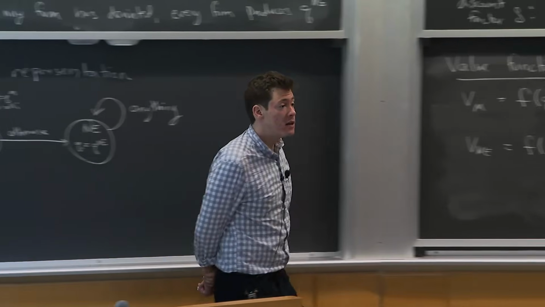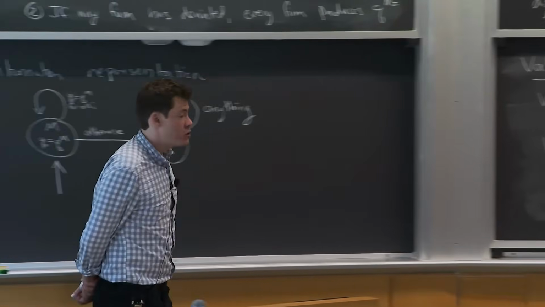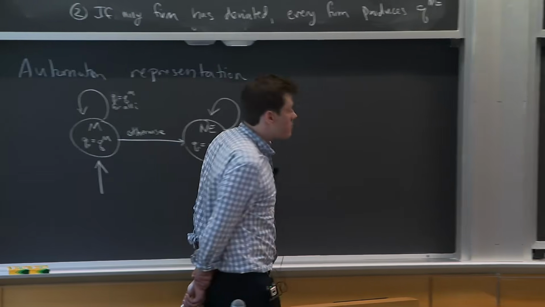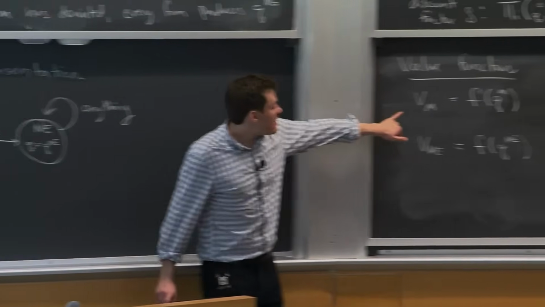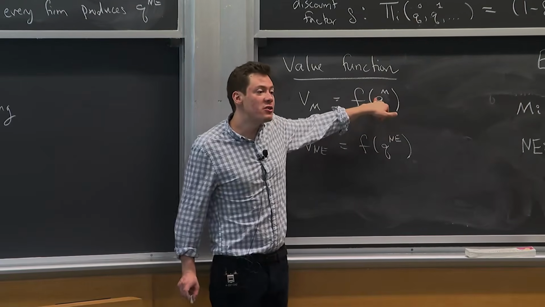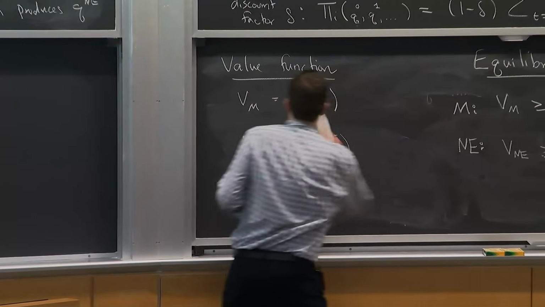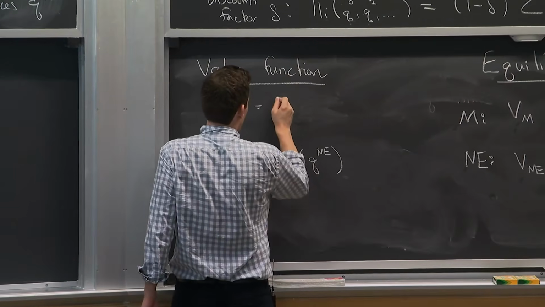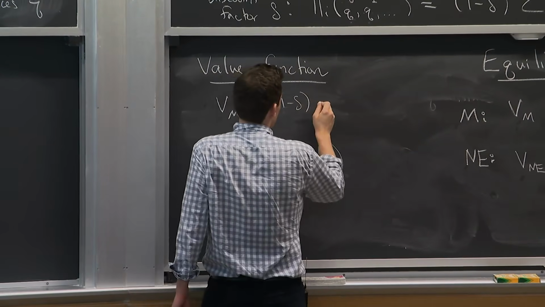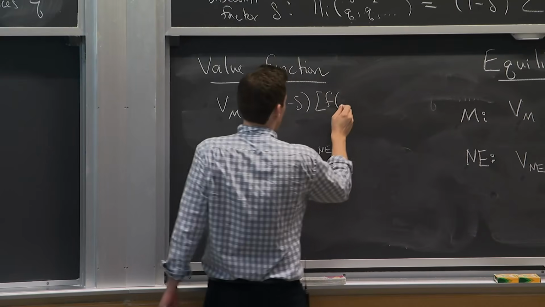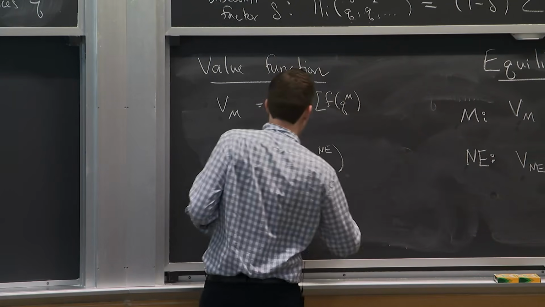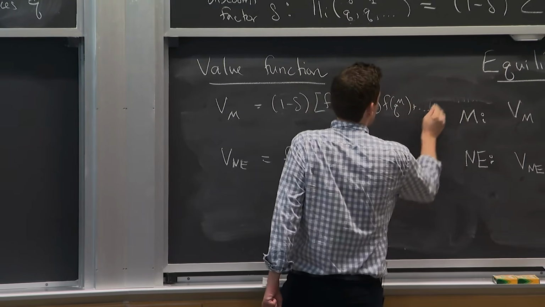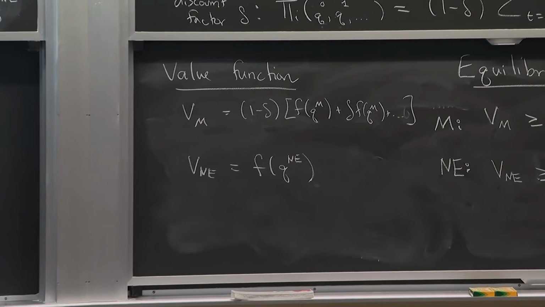Yeah? I'm a little confused. Based on how you define the value function, it's just equal to f. And as I understand, f is just my payoff today. Great point. That is very confusing. I see where you're going. It happens to agree with f, but that's simply because we're using average discounted payoffs. So maybe what I should write is 1 minus delta times f of qm, good point, plus delta f of qm plus dot, dot, dot. That's really what I mean.